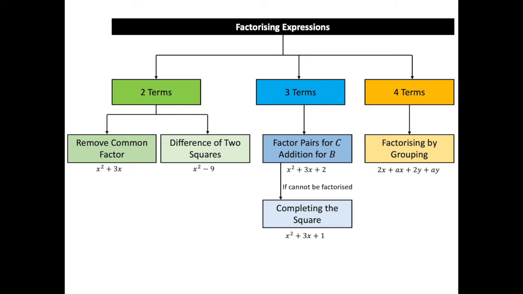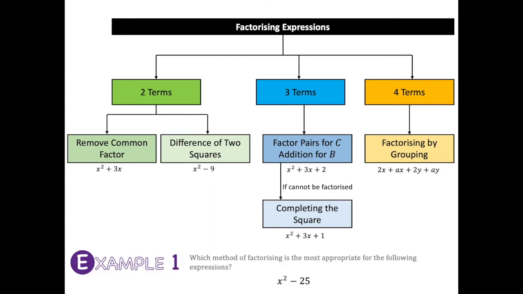So let's have a look at a couple of examples and what method we would use to complete that factorization. Our first example is going to be x squared minus 25. The first thing I notice is that I've got two terms. So I'm looking at either removing a common factor or the difference of two squares. Looking at the terms, I've got x squared and I've got 25. I don't have a common factor between those two terms, so I can't remove the common factor. I need to look at the difference of two squares.